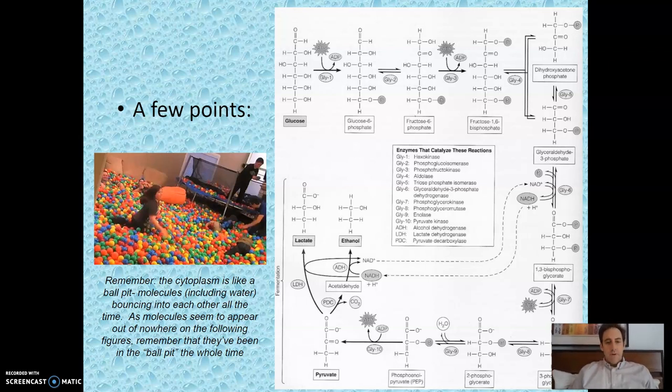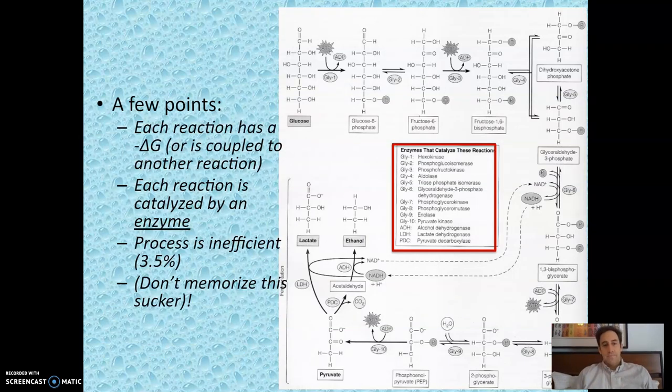First of all, remember the analogy we used last unit. The cytoplasm is like a ball pit. So molecules, including water, are all just bouncing around inside the cytoplasm. And so when you see random things like, hey, this ATP comes out of nowhere and interacts, where'd that ATP come from? Well, that ATP is just floating around in the ball pit. The cytoplasm has tons of stuff. So when things seem to randomly appear, it's because they were in the ball pit the entire time.